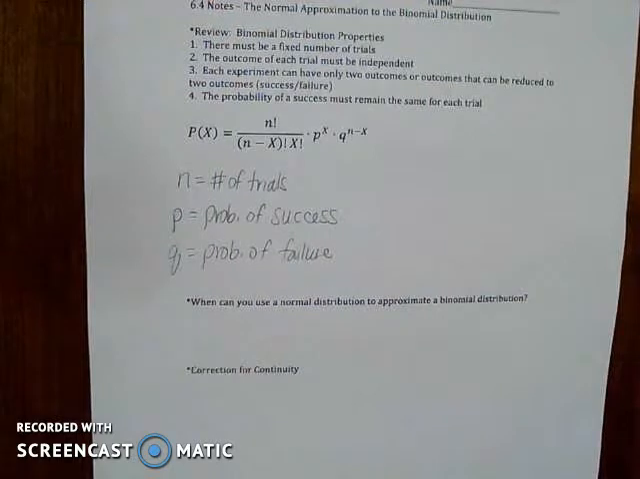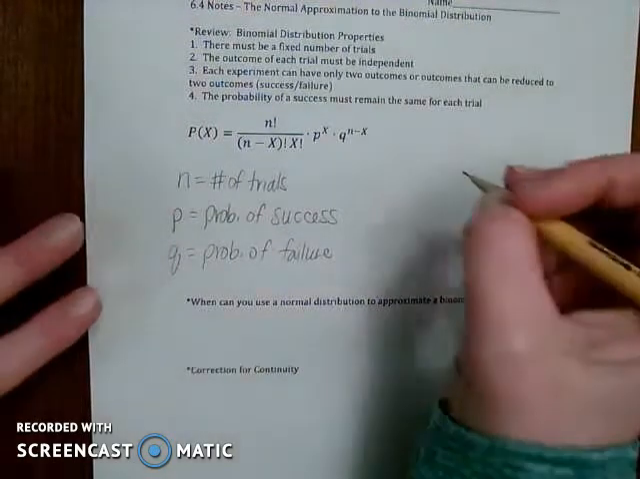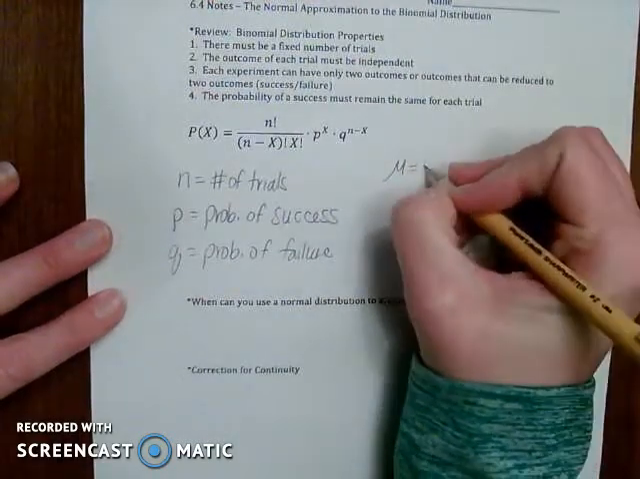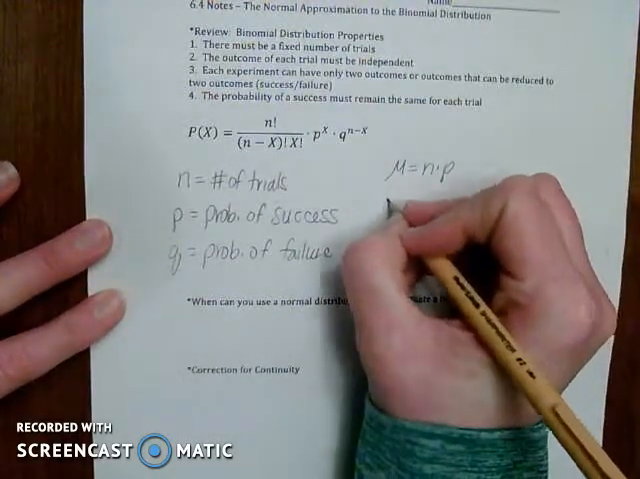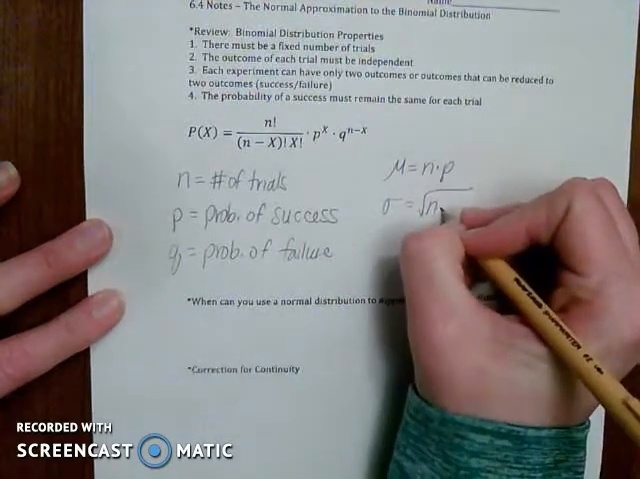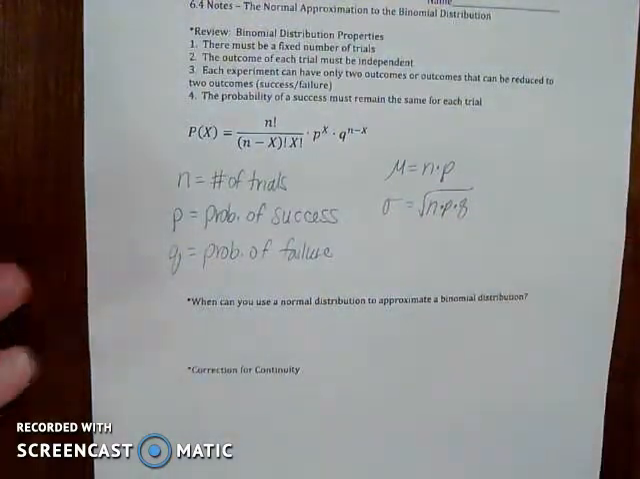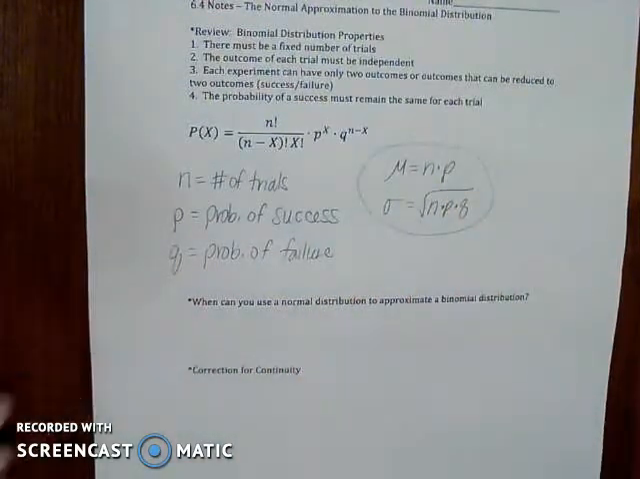You also are going to have to calculate your mean and your standard deviation. This is the best way to know that you're using a binomial distribution problem: in all the other problems that we've done in chapter 6, they give you a mean and a standard deviation. These will not, which you'll see when we get to the actual problems. The mean is just n times p, and your standard deviation is the square root of n times p times q. You will have to calculate those two things to start every problem.